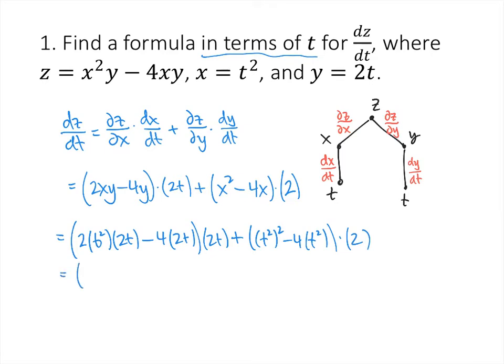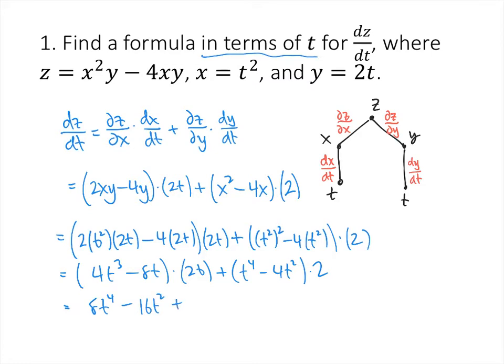And then we can simplify this. So we get 4t cubed minus 8t, all multiplied by 2t, and then t to the fourth minus 4t squared multiplied by 2. So that's going to be 8t to the fourth minus 16t squared plus 2t to the fourth minus 8t squared. That's going to be 10t to the fourth minus 24t squared. And that's our expression.